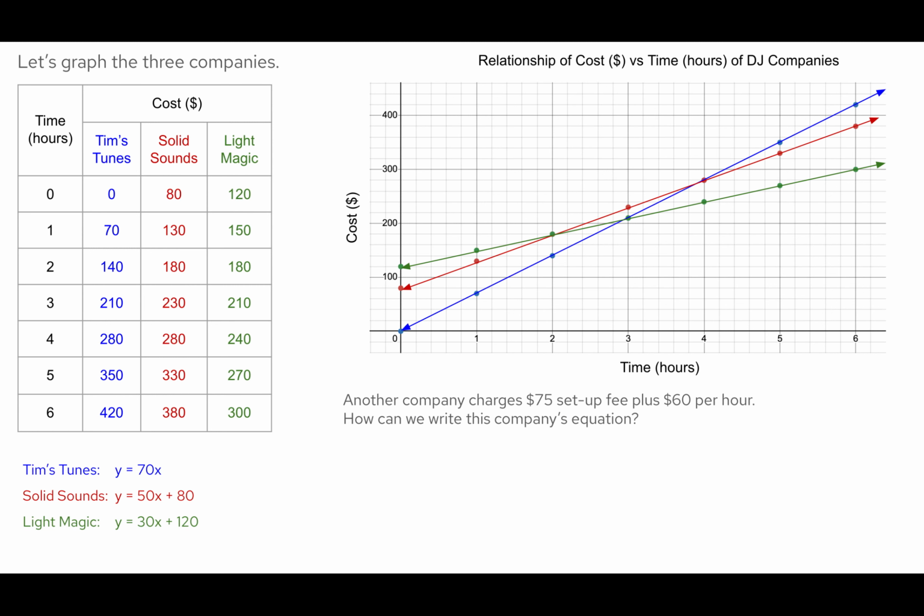So let's say we have another company and they're going to charge us a $75 setup fee plus $60 per hour. How could we write this equation? So we're going to say y equals 60x, because that's how much they're charging us per hour, plus 75 for the setup fee. I hope that helps you understand how you can use the graphs, the equations, and the tables to solve problems.